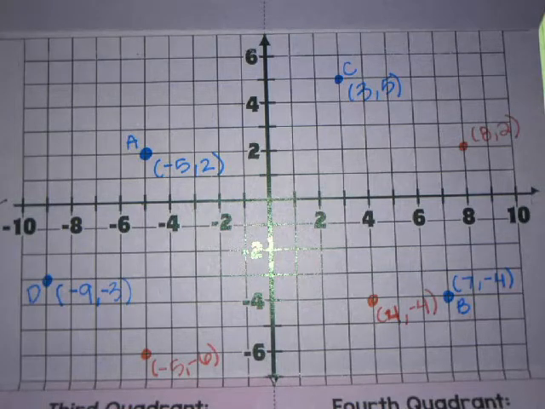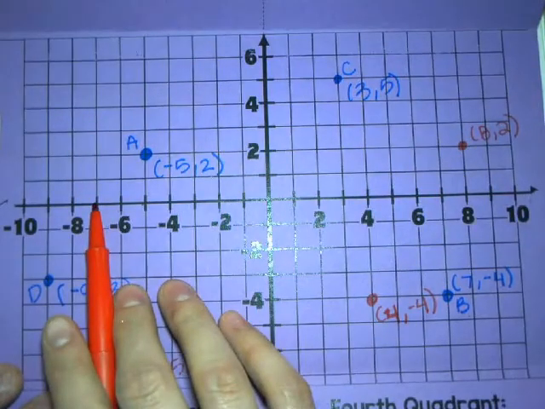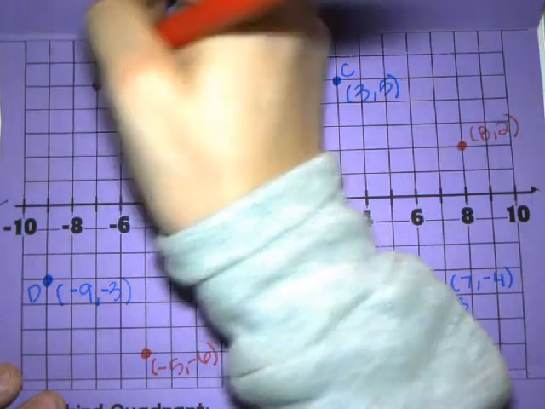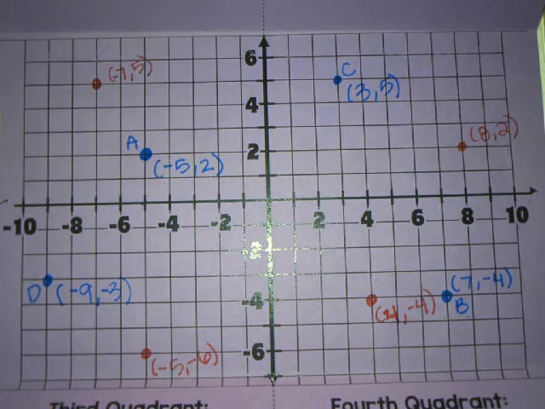Do this one for me. -7, 5. You start at the origin and move to the left 7 spaces, and then you go up 5 spaces. Perfect. What quadrant is that, everyone? 2. Very good.